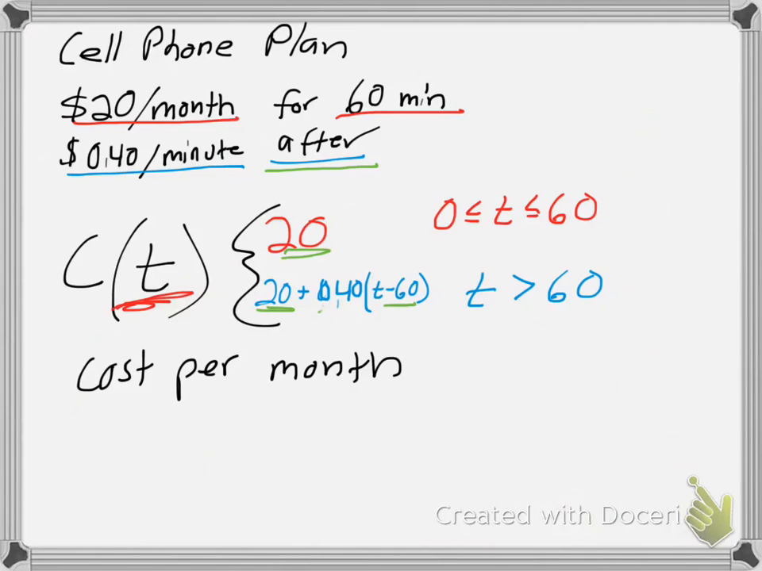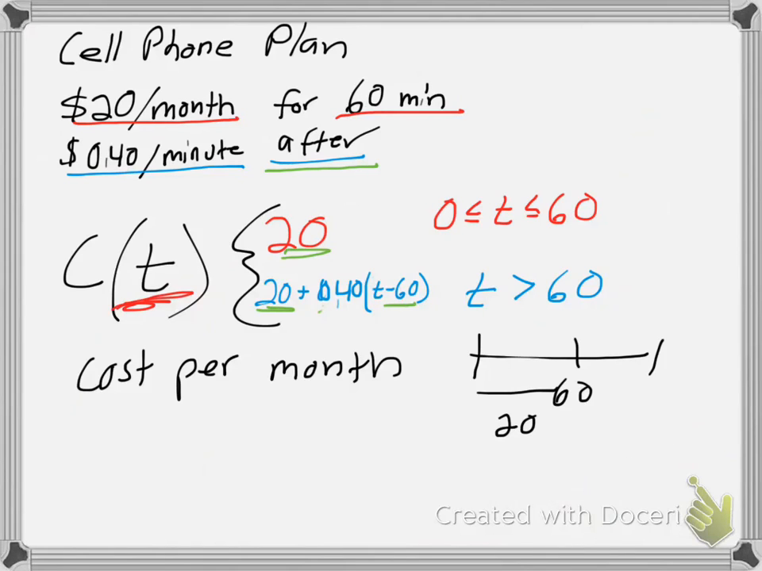So say I have something for 70 minutes. I'm not charging 70 minutes worth of 40 cents. I'm only charging the 10 that happened after the original 60. So if I looked at that on a number line, it would look like through here, this is all $20, and then after it, every step is going to be another 40 cents each.